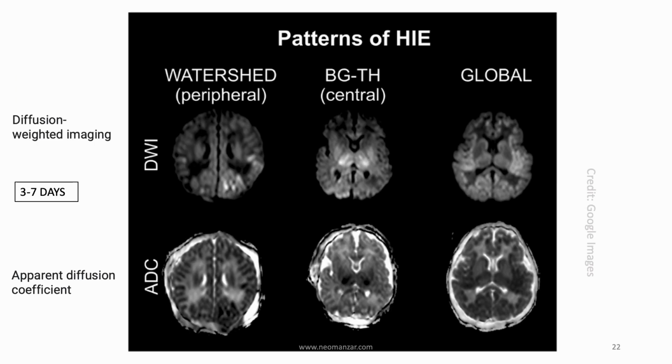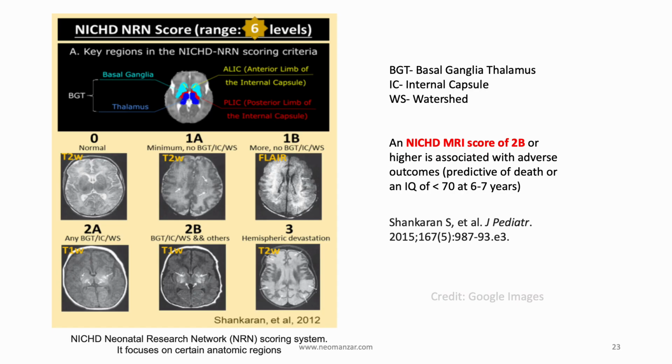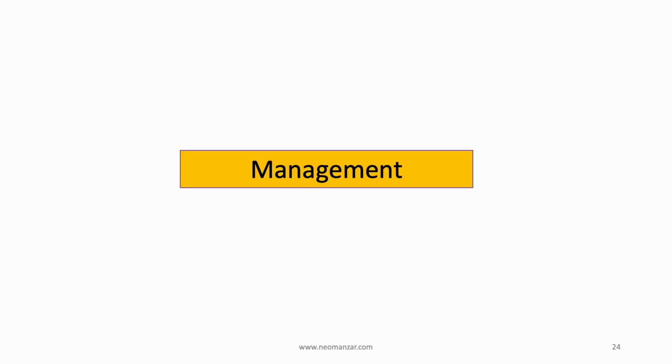Imaging. MRI is the standard to look at. Usually we wait 3 to 7 days to get an MRI, and MRI is very classic in terms of HIE findings. Again, this is another study from the NICU. They have a score, and they said a score of 6 is really detrimental in terms of long-term outcome.